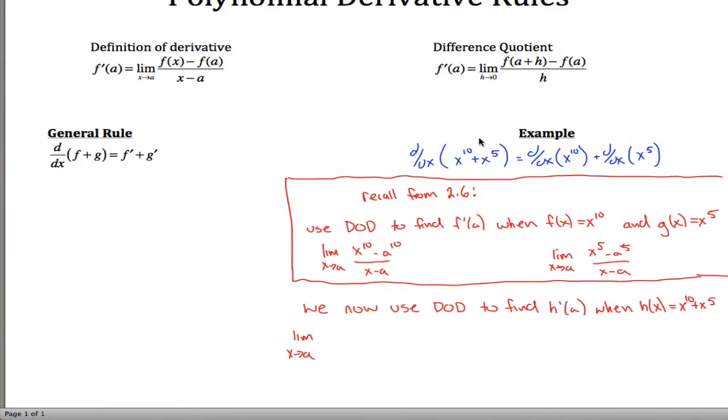So what I've done is I've already worked out the setup for the right-hand side up above. Now I'm going to work out the left-hand side. So okay, here's our function. We want to use the definition of the derivative. It says it's the limit as x approaches a of f of x, so in this case h of x, x to the 10th plus x to the 5th, minus f of a, or in our case h of a, so minus a to the 10th plus a to the 5th, and that's all over x minus a.